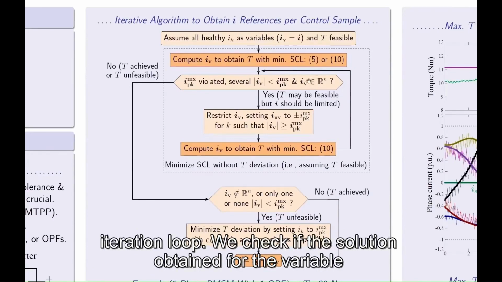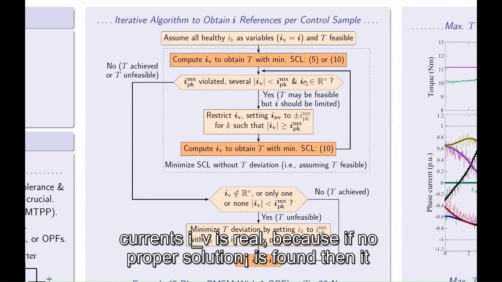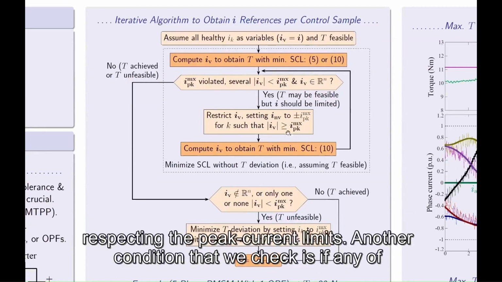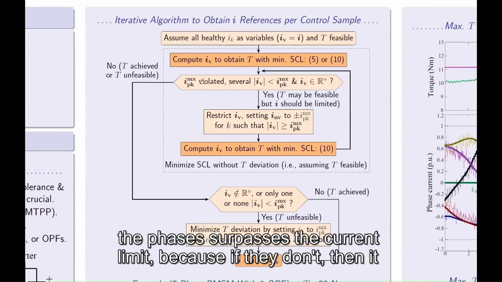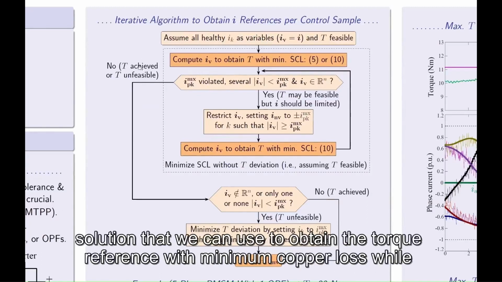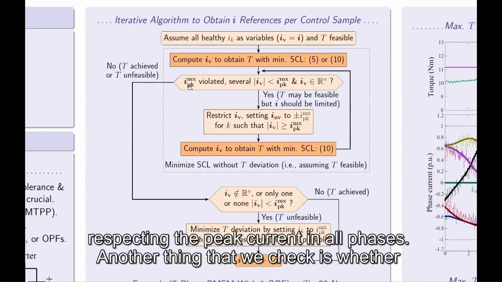We check if the solution obtained for the variable phase currents is real, because if no proper solution is found, then it means that the torque reference is unfeasible. It cannot be achieved while respecting the peak current limits. Another condition is if any of the phases surpasses the peak current, because if they don't, then it means that the torque reference T is actually achieved. So we have a solution that obtains the torque reference with minimum copper loss while respecting the peak current in all phases.